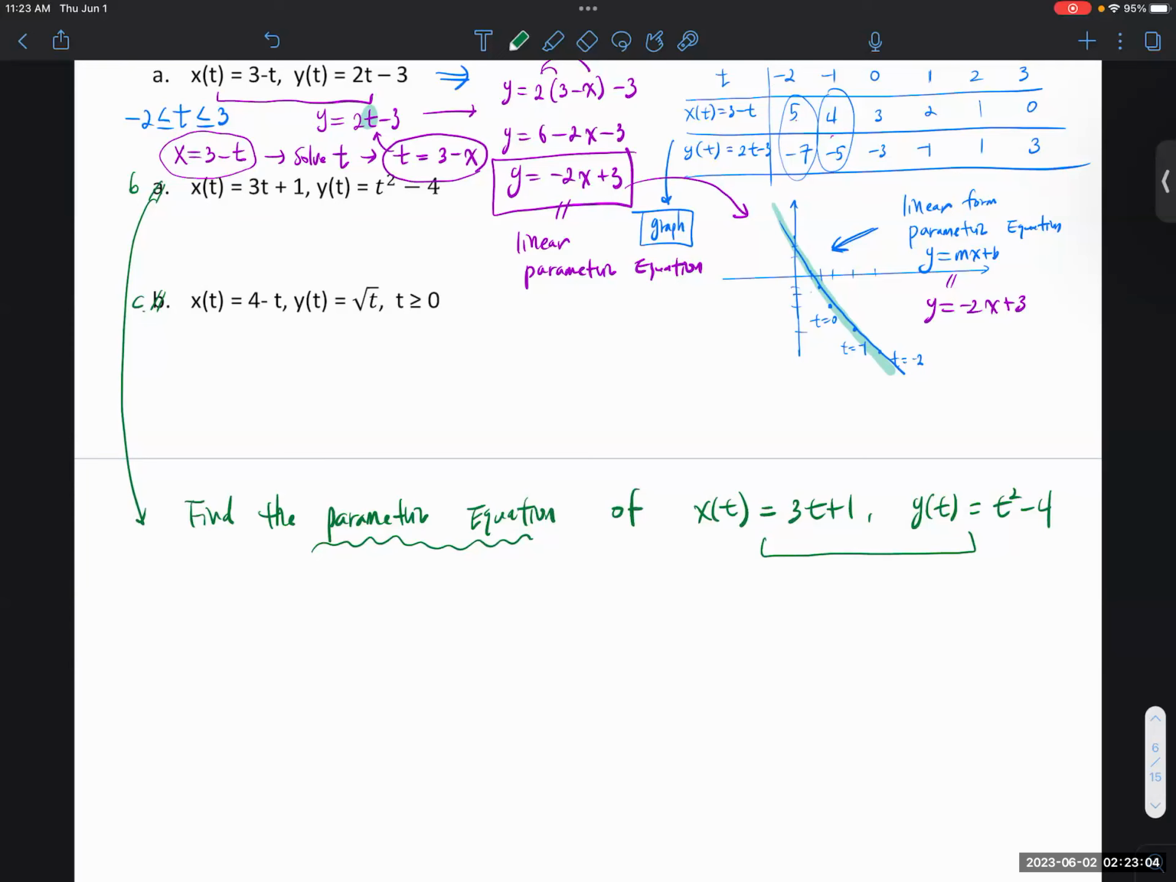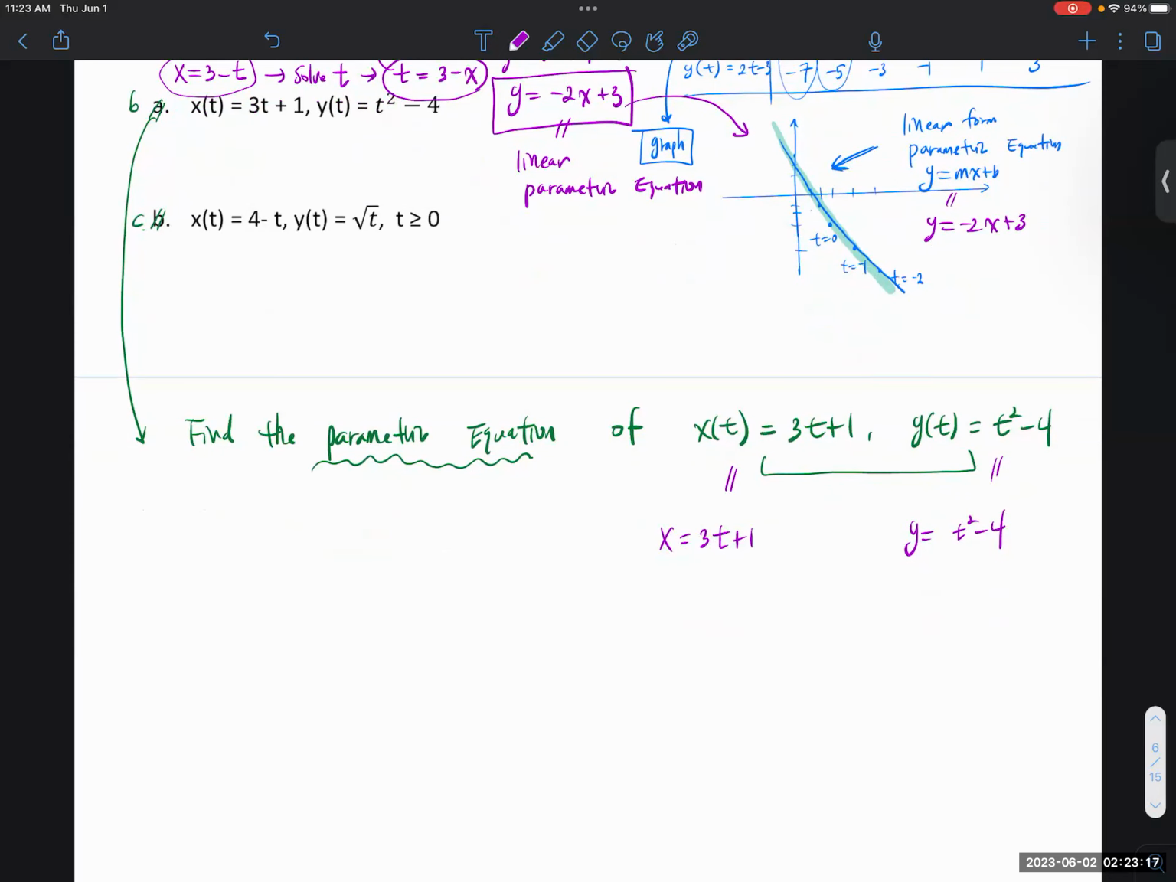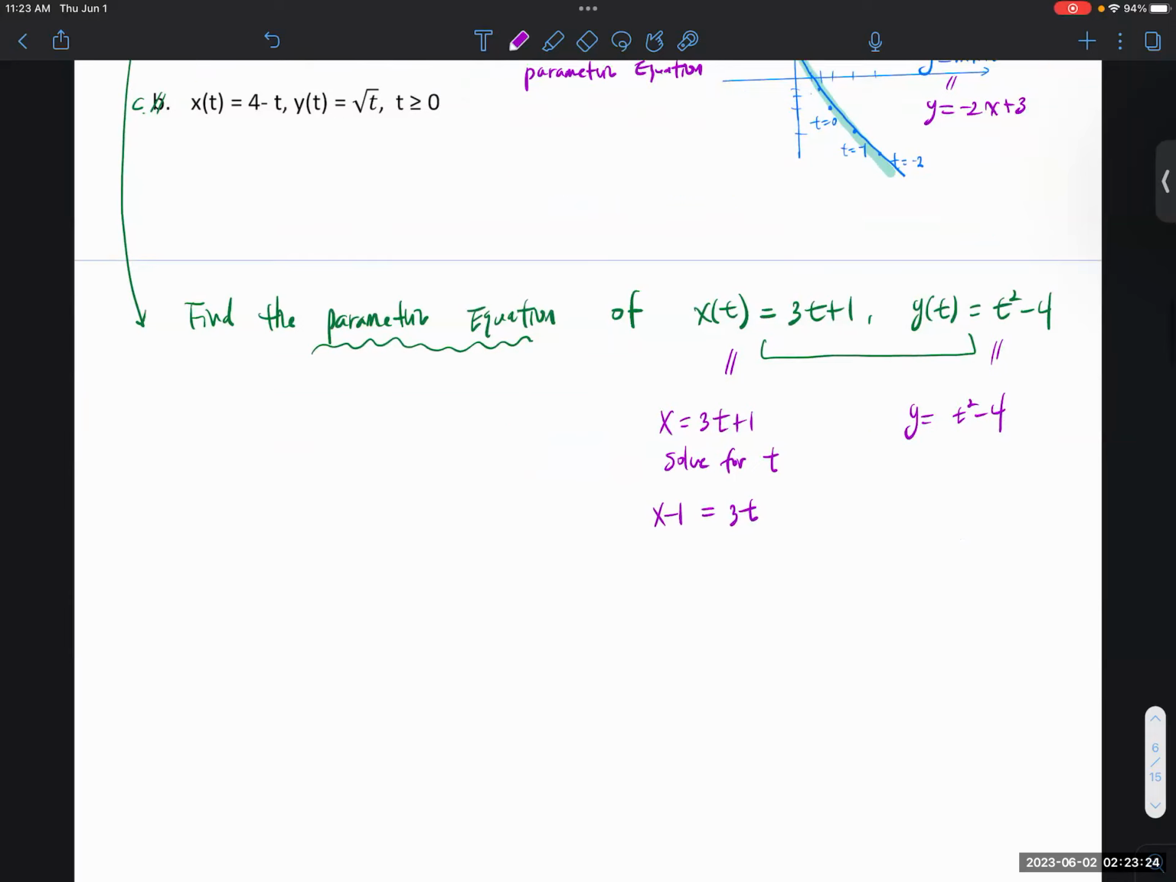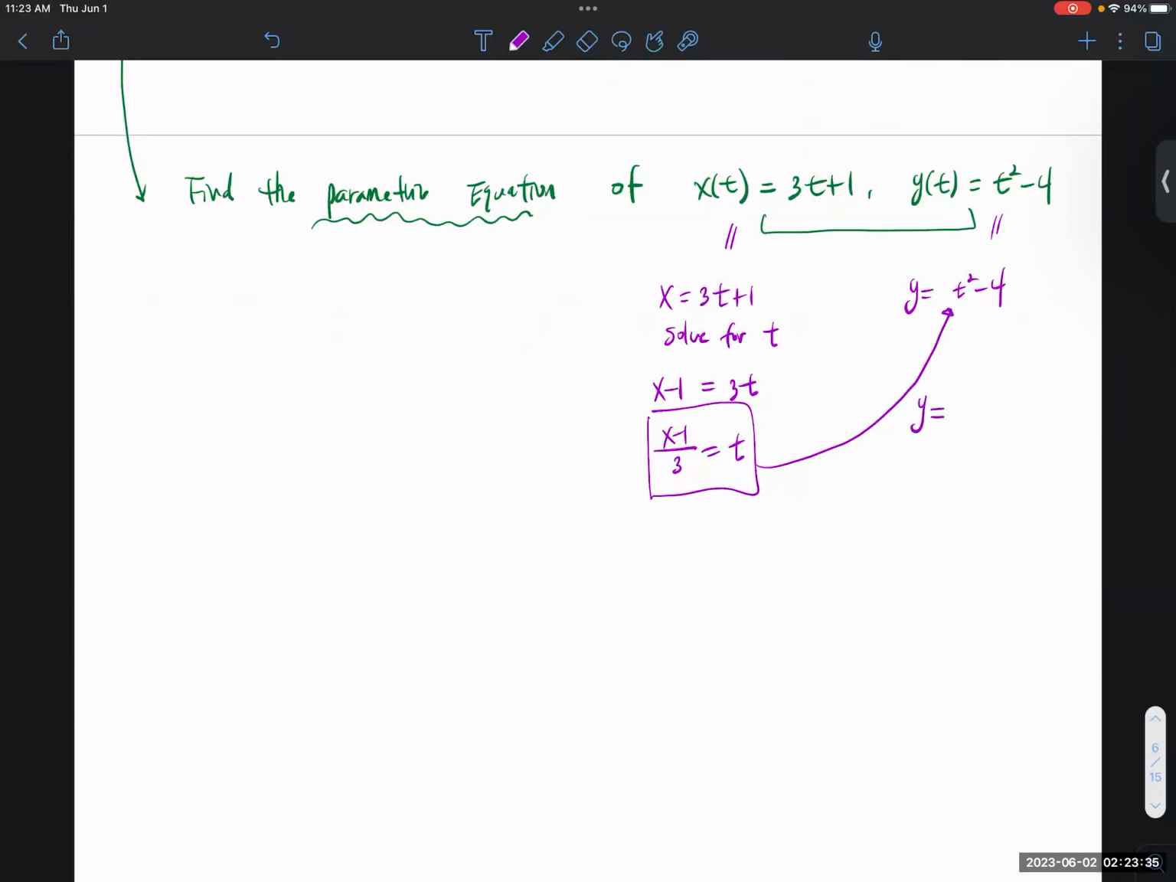Same thing here. I'm going to rewrite it. This is x equal to 3t plus 1. This is y equal to t squared minus 4. I'm going to solve for t from the first equation. So x minus 1 equal to 3t. You're going to divide by 3. So (x minus 1) over 3 equal to t. So you're going to plug this into the second equation. So y equal to, now t is (x minus 1) over 3, squared, minus 4.